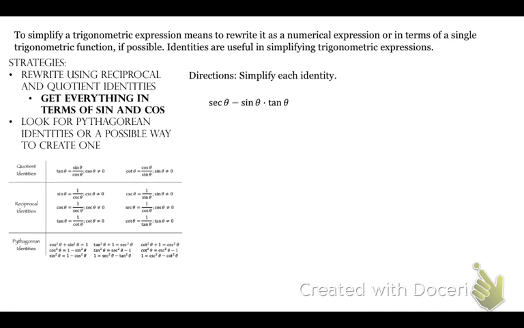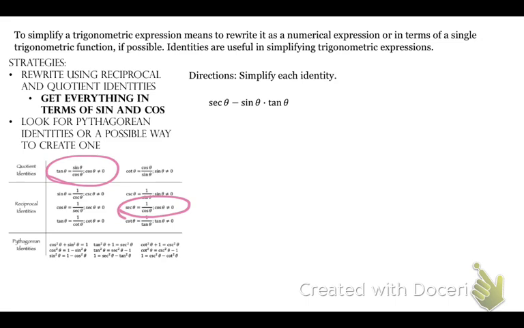And then there are our identities. Let's pull those up. So let's look at this first one. We have secant of theta minus sine of theta times tangent of theta. Let's get everything in terms of sine and cosine. So secant is 1 over cosine. It's right here. And tangent is sine over cosine.